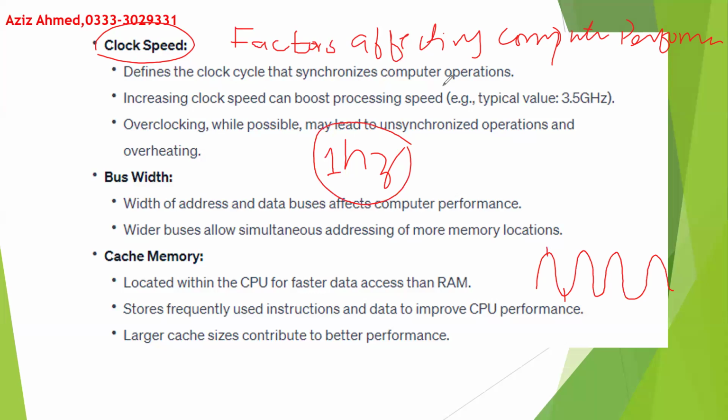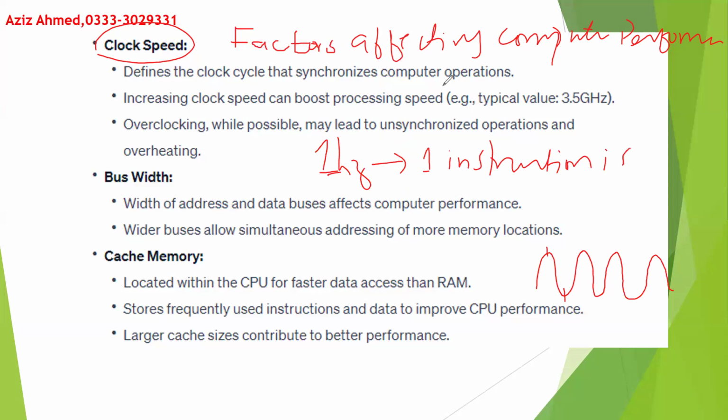Basically, we relate hertz with computer speed. It means if a computer completes one instruction in 1 second, then computer speed is 1 hertz. 1 hertz means one instruction is processed in 1 second. Got my point?